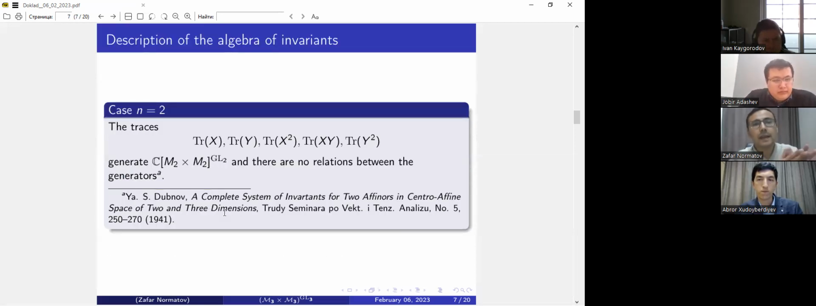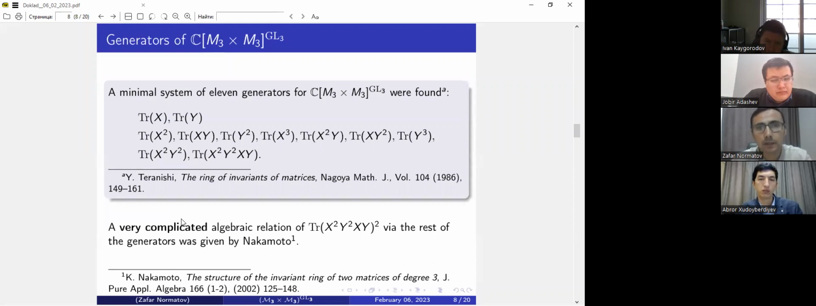So for the case n equals 2, the following 5 traces generate this algebra, and there are no relations between these generators. And this result was proved by Dubnov in 1941. So now we move to the case n equals 3.